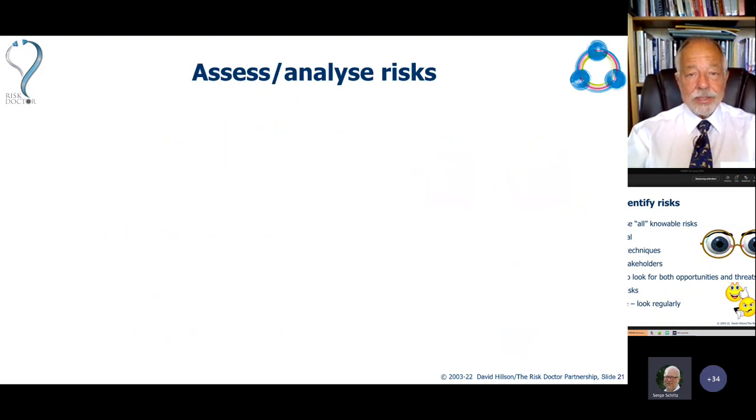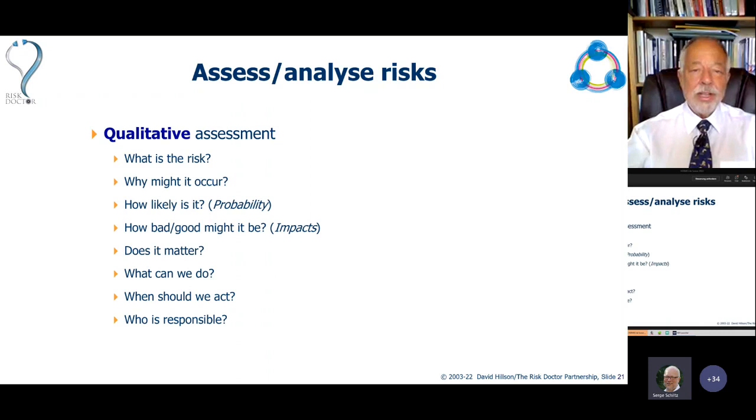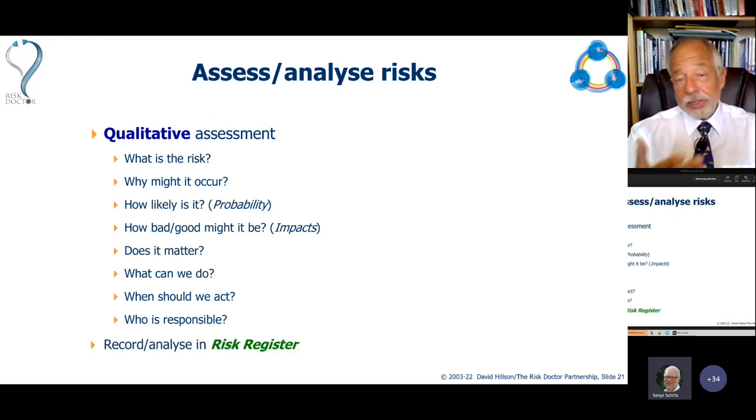Once we've identified the risks, we need to analyze them, to assess them, to try and work out what's going on. And there are two different kinds of risk assessment or risk analysis. There's qualitative, where we ask these sorts of questions. What is it? What makes it happen? What's its probability and impacts? Does it really matter? And what can we do about it? And who's going to do that? And then those are the sorts of things that we record in a risk list or a risk register.